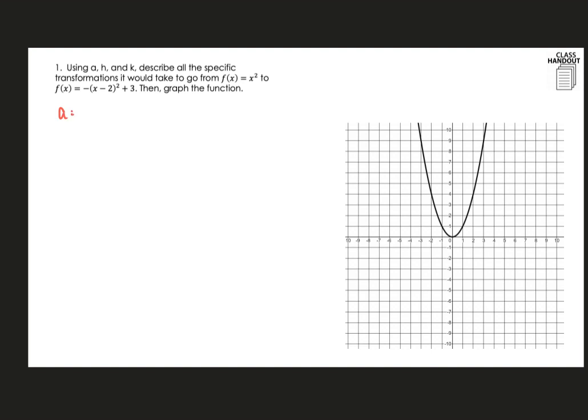So a in this problem is going to be negative 1. And remember, a tells us two things. The fact that it's negative tells us that we have a reflection across the x-axis, which means we know that it's going to be concave down. And then since a is equal to positive or negative 1, that means there's no stretch or compression. Meaning it's basically going to be the same width as our parent function currently is.